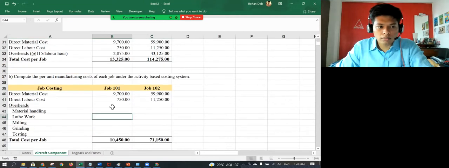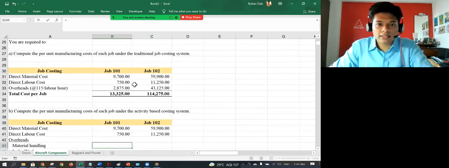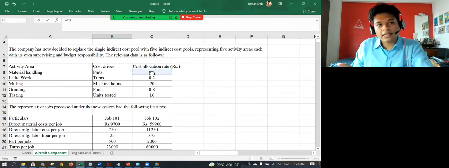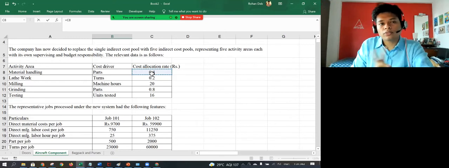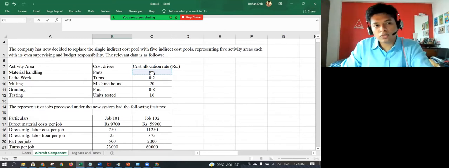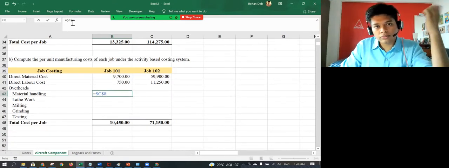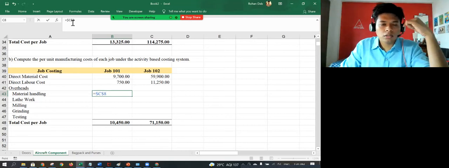So for material handling cost, I'll multiply this 0.4. I'll use fixed cell referencing, because once I move to the right, it's the same formula, so I don't want to do the formula twice. That's why I'm using F4 to do fixed cell referencing. You can Google this and learn about how to use fixed cell referencing, but don't try this directly in the exam hall. Okay.